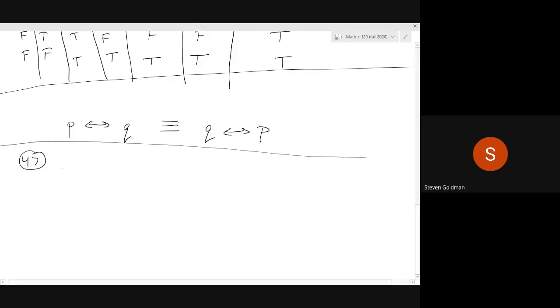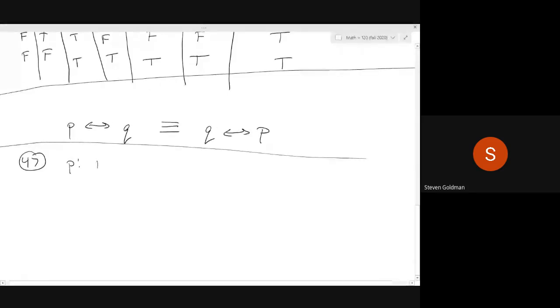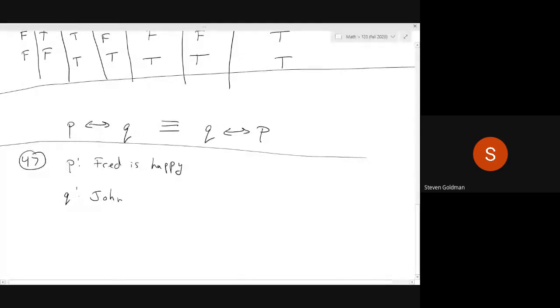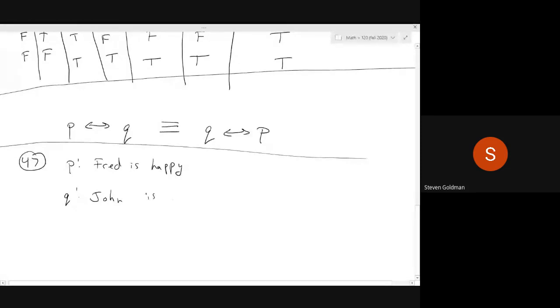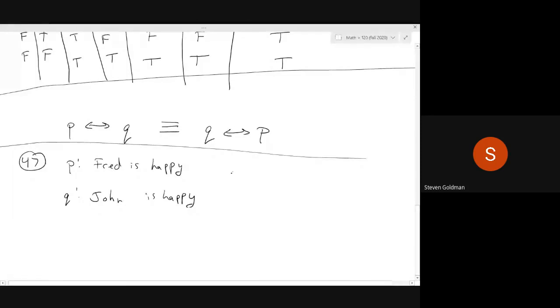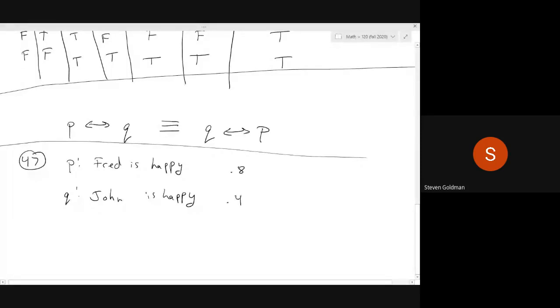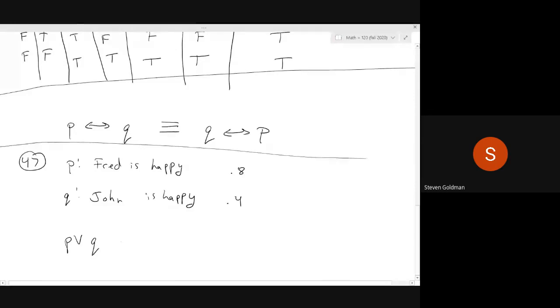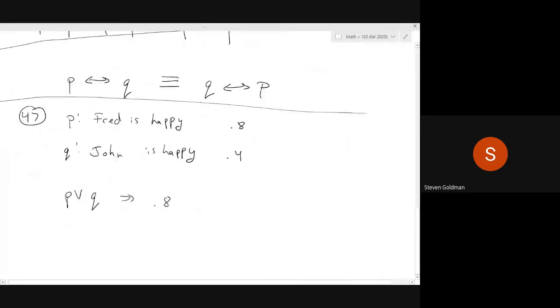So let's say P is the statement Fred is happy, and Q is the statement John is happy. The truth value for P, we were told in the beginning, is 0.8. For Q, it's 0.4. So the truth value for P or Q is the maximum of the two. So the truth value is going to be 0.8.